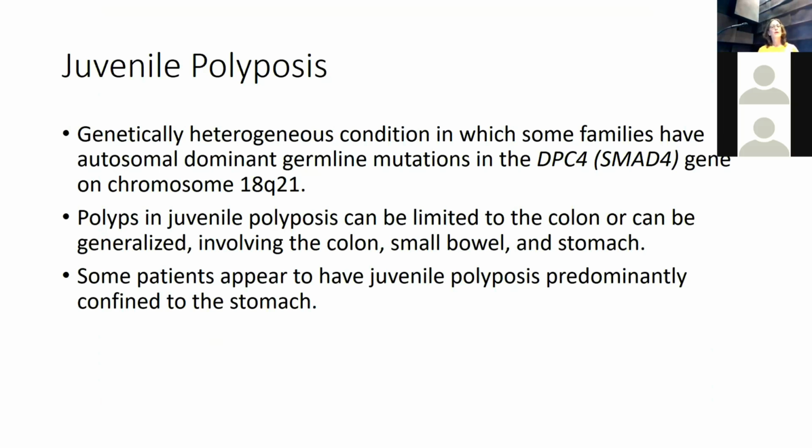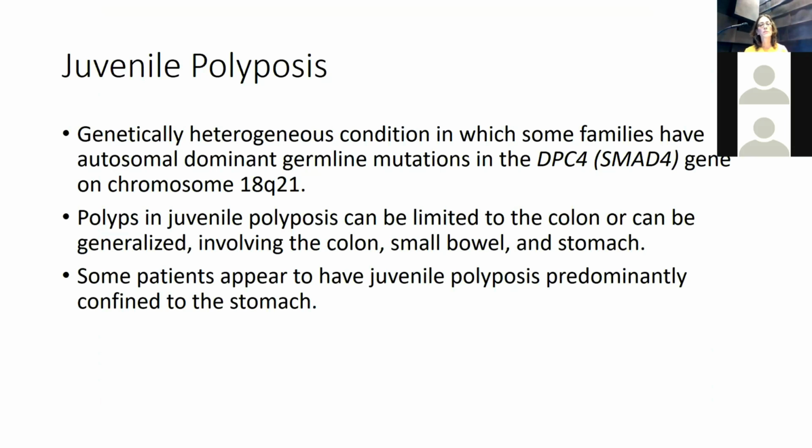So then juvenile polyposis is a condition in which some families have an autosomal dominant germline mutation in a different gene, DPC4, also called SMAD4, on chromosome 18. These patients can have polyps limited to the colon, or they can be generalized, involving the colon, small bowel, and stomach.